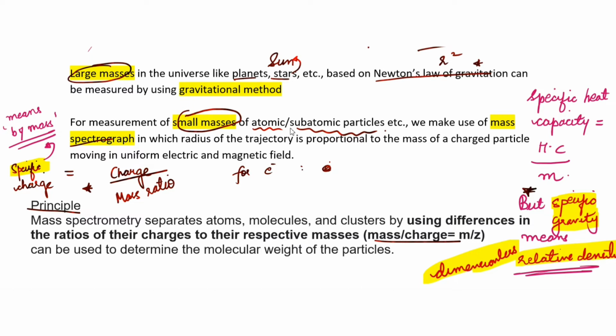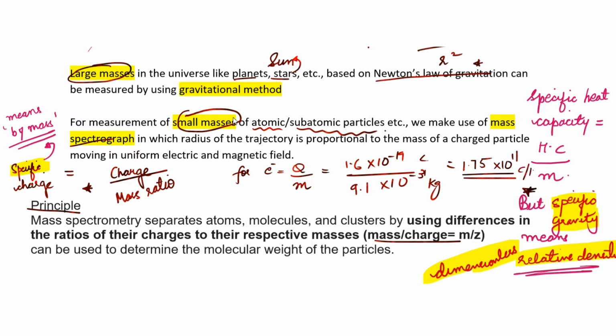Specific charge means charge by mass ratio. Now if we take electron, let's see what is the charge by mass ratio. Charge of one electron, we are all familiar, it is 1.6 into 10 power minus 19 coulomb, and mass is 9.1 into 10 power minus 31 kg. So the ratio is 1.75 into 10 power 11 coulomb per kg. So learn this, the specific charge of electron is 1.75 into 10 power 11 coulomb per kg.